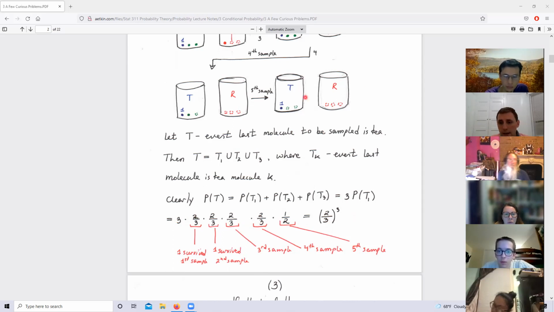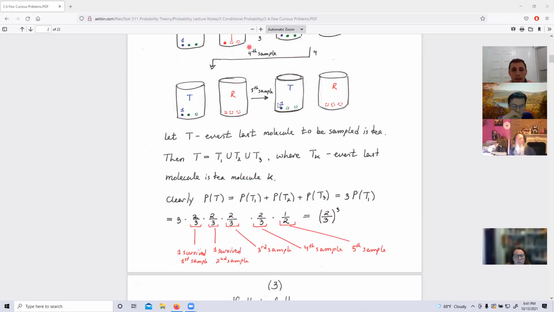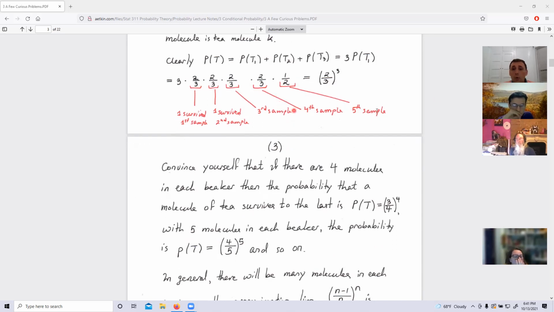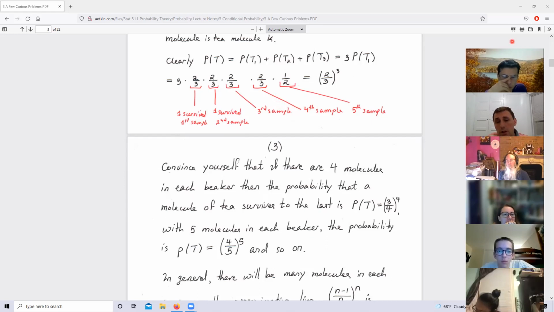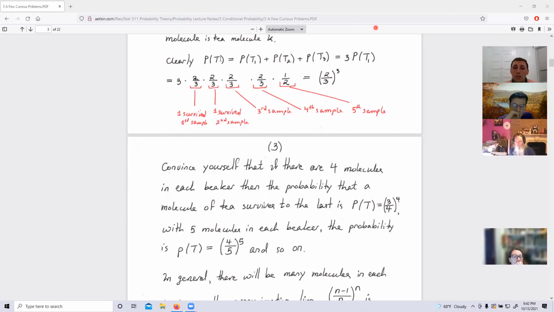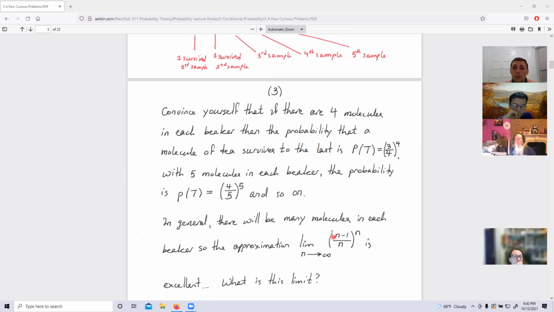Now you can play this game, and you should convince yourself that when you have 4 and 4 molecules, then the probability that the last one to be removed is from the initial beaker, from beaker T, was going to be 3/4 to the power of 4. If you have 5 and 5 molecules, it will be 4/5 to the power of 5, and so on. And in general, when you have n molecules, where n is a large number, the probability is going to be n-1 over n to the power of n.